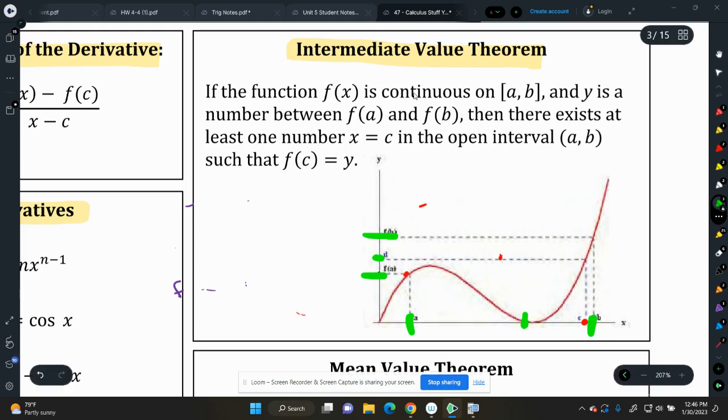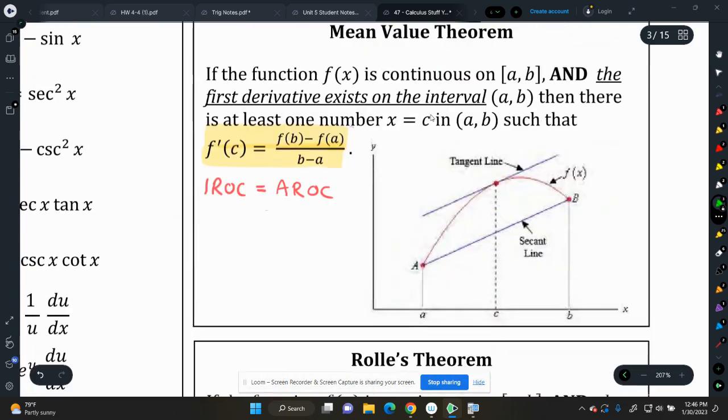Okay? The mean value theorem says my average rate of change has to equal my instantaneous rate of change. Graphically speaking, that means that the slope of the secant line, my average rate of change, is going to be the same as the slope of the tangent line at some point. Okay, that's what it says graphically.